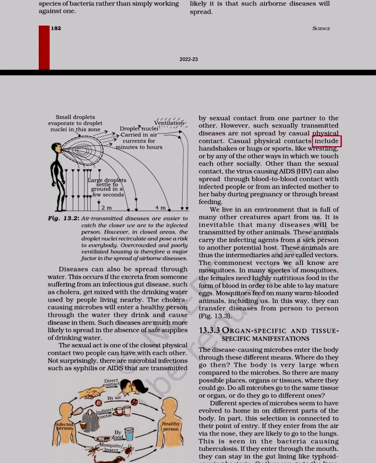Casual physical contacts include handshakes or hugs or sports, like wrestling, or any of the other ways in which we touch each other socially, other than the sexual contact. The virus causing AIDS, HIV, can also spread through blood-to-blood contact with infected people or from an infected mother to her baby during pregnancy or through breastfeeding.